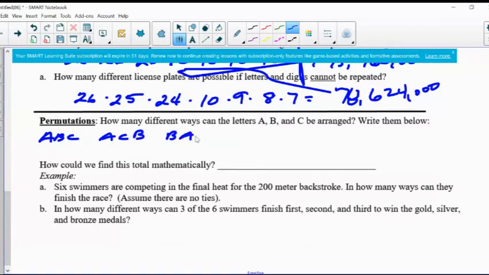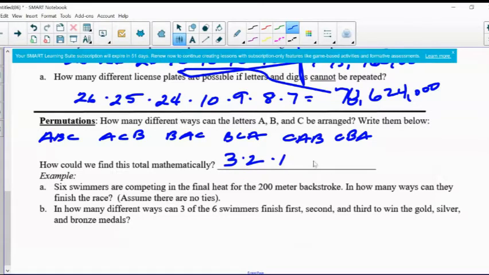so permutation. How many different ways can the letters A, B, C be arranged? Okay, and you can write them here. A, B, C; A, C, B; B, A, C; B, C, A; C, A, B; and C, B, A. Right? Those are the only choices. I take the first letter and then I use the next two and I just keep rotating them.